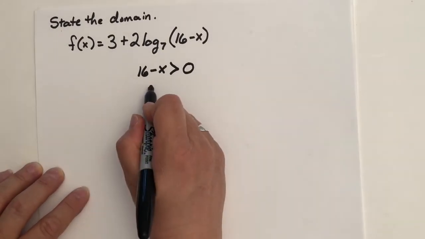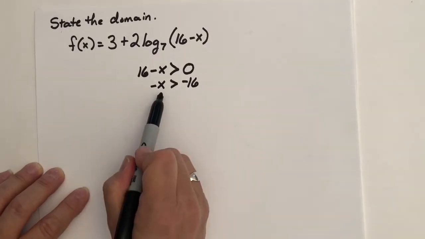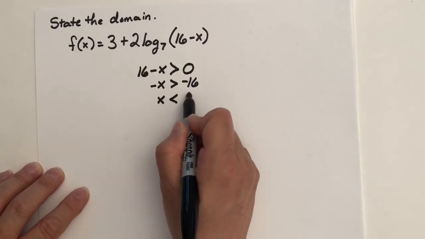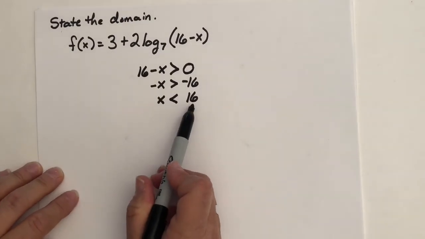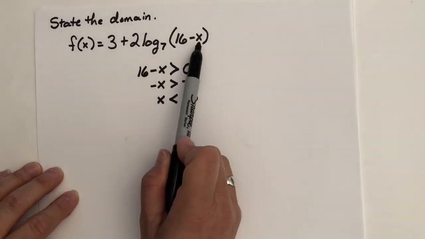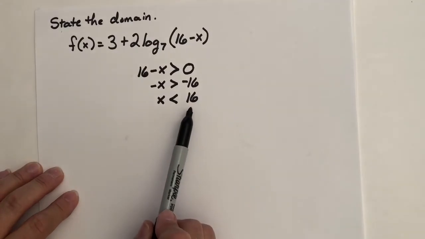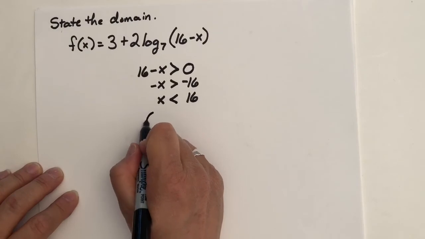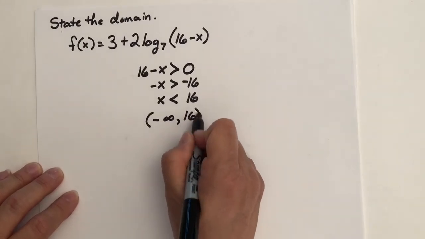If I subtract 16, I have this. I'm dividing by negative 1. Don't forget, if you multiply or divide by negative 1, you turn that sign around. So that means that any number smaller than 16 can be substituted in. So 15 or 14 or 2 or even 15.9. But anything 16 or larger is not okay. So our domain is negative infinity up to 16.